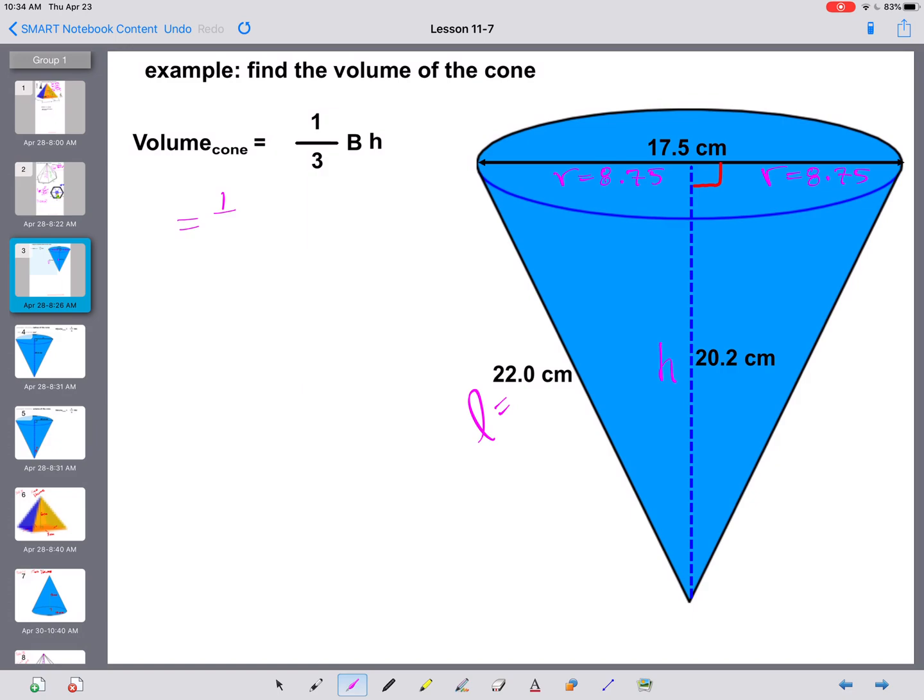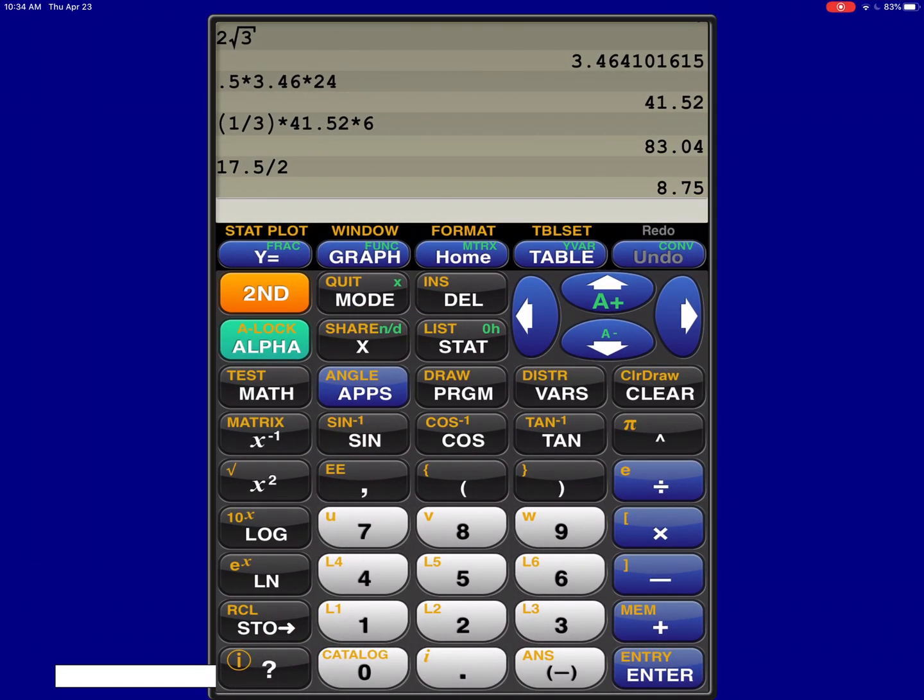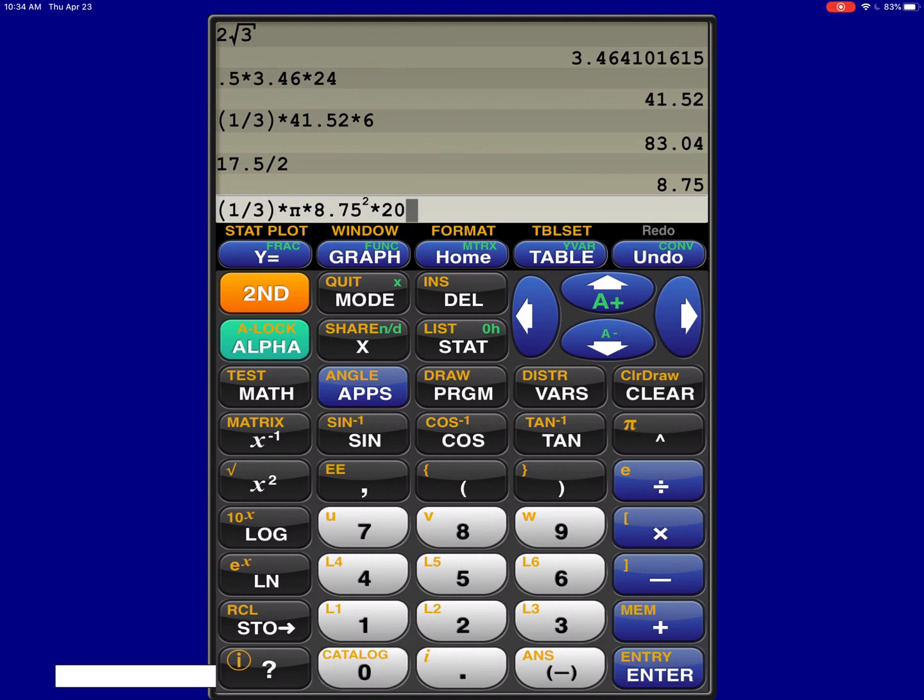Here it is, 1/3. Base area, it's a circle, so pi r squared. Pi times 8.75 squared. Then times the height right down the middle, that's 20.2. Okay, great. I'll tell you what, let's do that all at once. 1/3 pi 8.75 squared times 20.2. Okay, parentheses 1/3, good. Times, we've got a pi. We've got times 8.75 squared times 20.2.